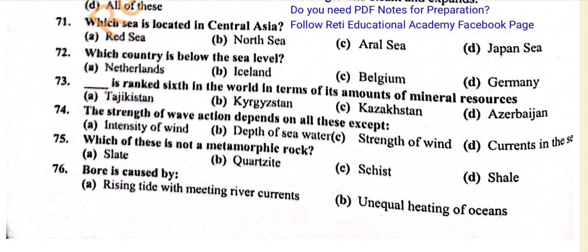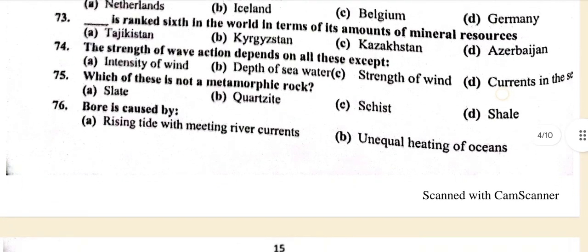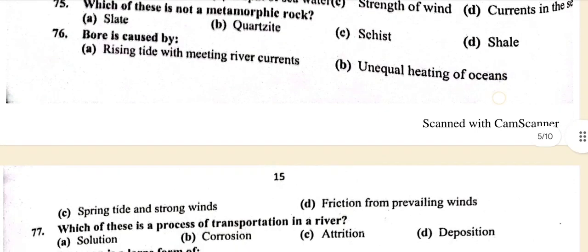Question number 75. Which of these is not a metamorphic rock? A. Slate, B. Quartzite, C. Schist, D. Shell. And the correct answer is D. Shell.